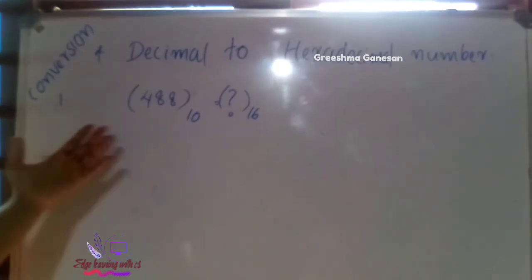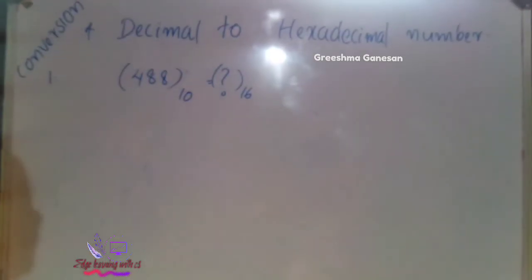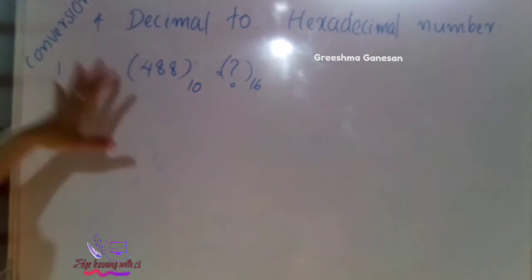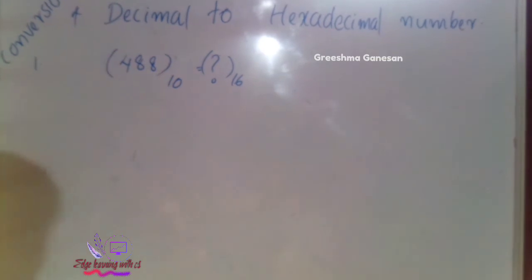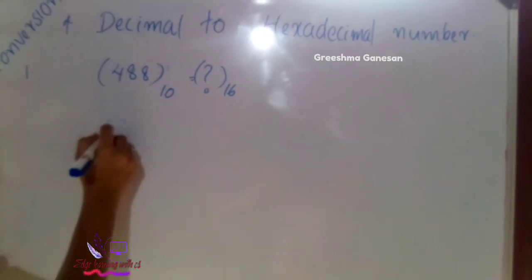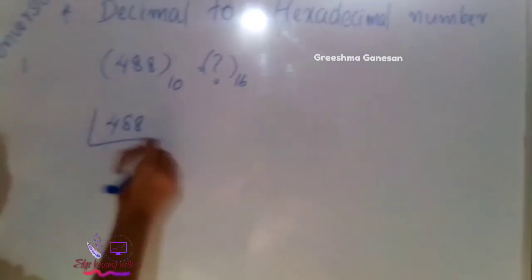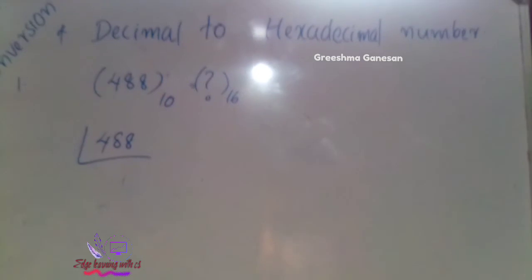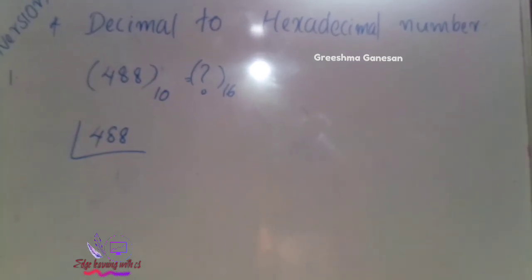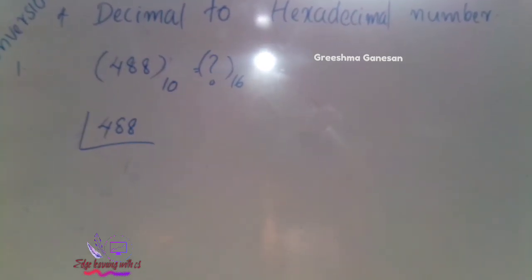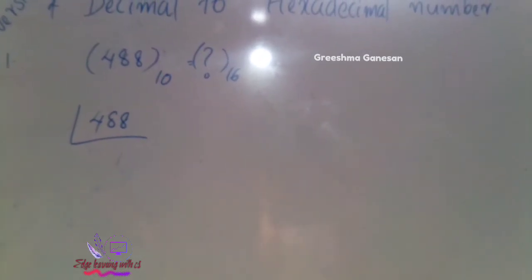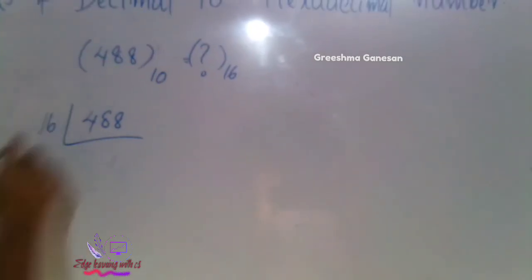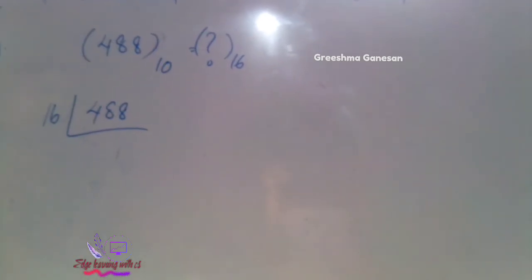Conversion number 4. Decimal to hexadecimal number. So we are converting our normal number to a base 16 number. Just rewrite the question. You just need to divide this by 16 until you get a quotient which is less than 16. So I am going to divide it by 16.